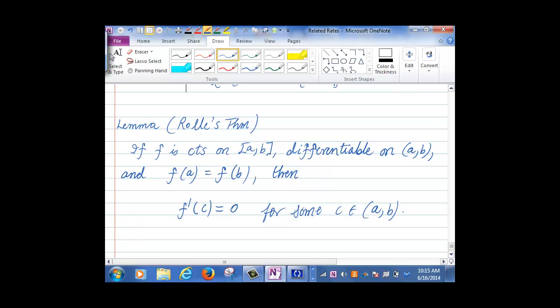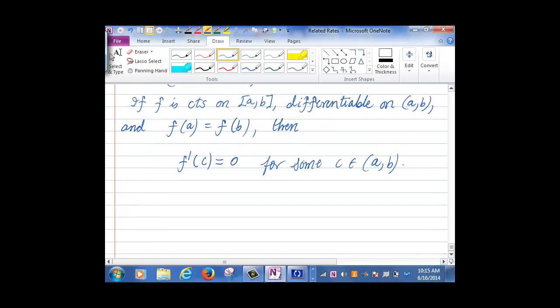So again, graphically what's going on in this case is the following. Let's say the value of f at a and b are the same, right? So maybe the graph looks like this. Okay, so here is the point b, f of b, and here is the point a, f of a, right? Then what is the slope of this horizontal line?